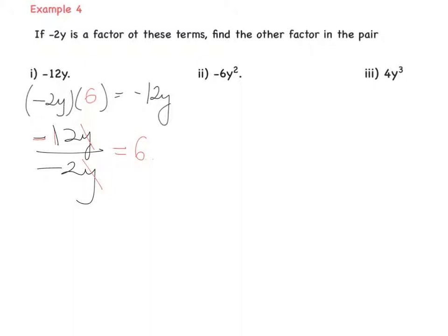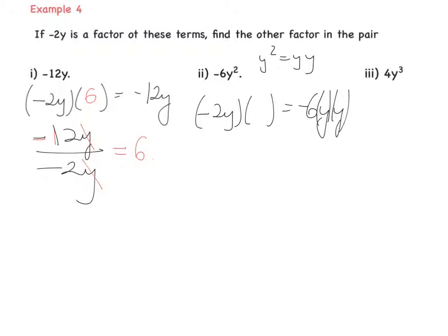Okay, the next one, minus 2y multiplied by what gives you minus 6y and y multiplied by y is y squared, so we can always write it down as y multiplied by y, okay? You can use brackets if you wish. It's multiplication, so it's up to you. So we have minus 2 multiplied by what gives you minus 6, so this is 3, and then y multiplied by what gives you y squared, so that's y, okay?